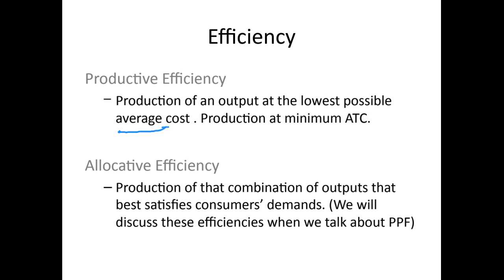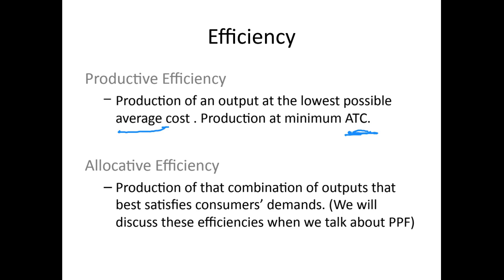If you're producing at the minimum of average cost, that is average total cost, and I wrote here ATC, it means you are productively efficient. So a firm, a producer, is productively efficient if the firm is producing at its minimum average total cost. That is the meaning of productive efficiency. We will use this concept when we discuss different market structures.